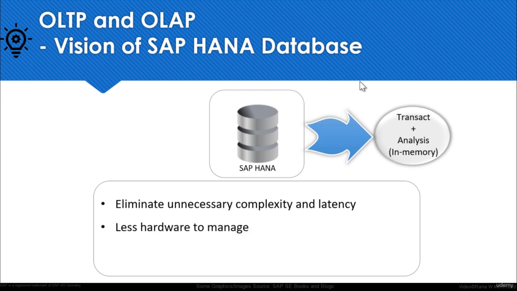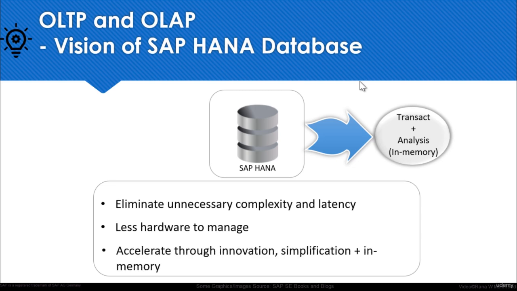There is less hardware to manage, and there is acceleration or speed through innovation and simplification, all in memory. So in short, unlike other relational database management systems, SAP HANA reduces the memory usage by a factor of 10 and improves performance by combining OLAP and OLTP into a single structure in its column-oriented storage. The speed of both OLTP and OLAP has been drastically changed with the design of SAP HANA.